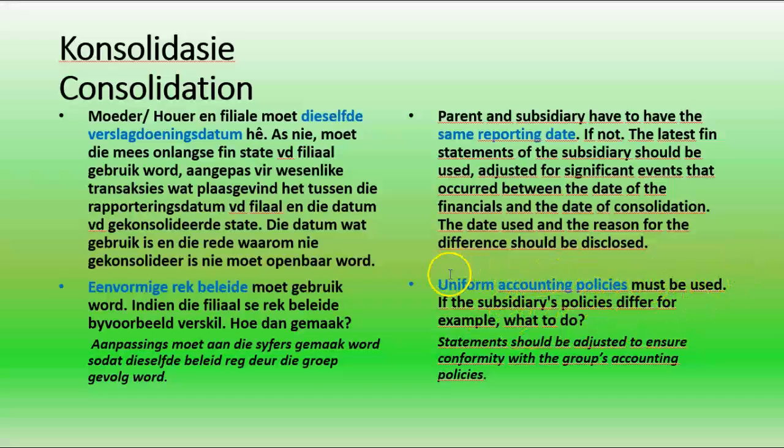Also, the whole group must have the same uniform accounting policies. Guys, we're going to add all the assets of the group together. We're going to add all the liabilities of the group together. Now, if those assets and liabilities were not determined in the same way, what are we going to do? We're going to add figures together that don't make sense at all. And there's no way that the reader of the financial statements will be able to make sense out of that. So we might as well leave it.